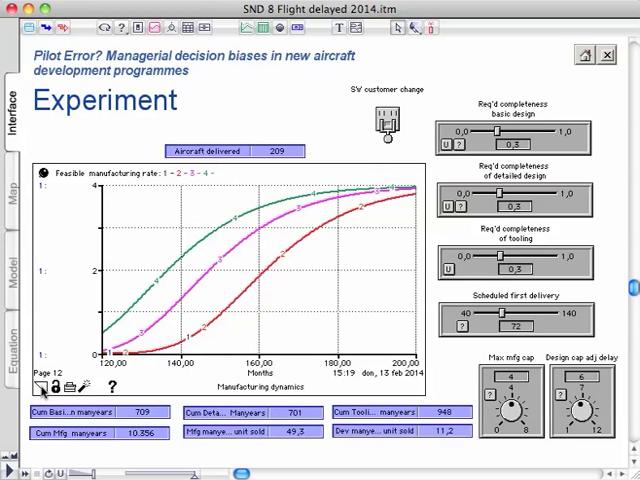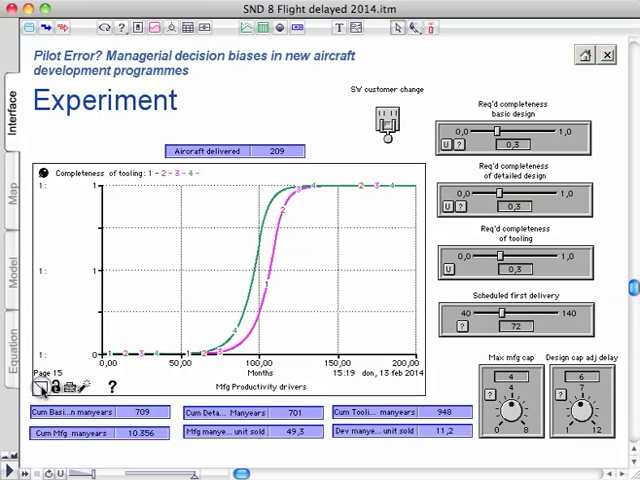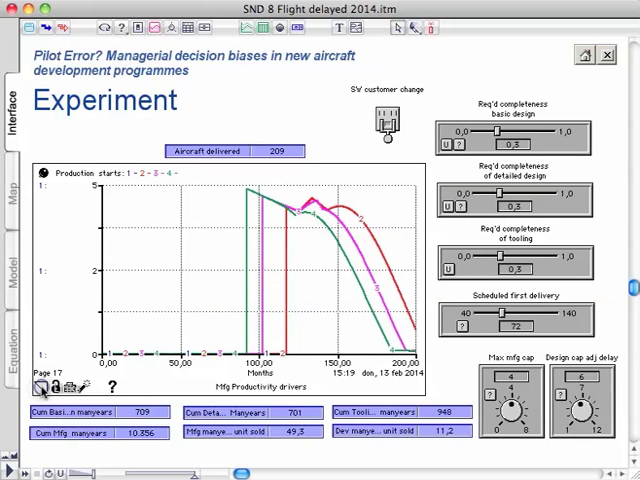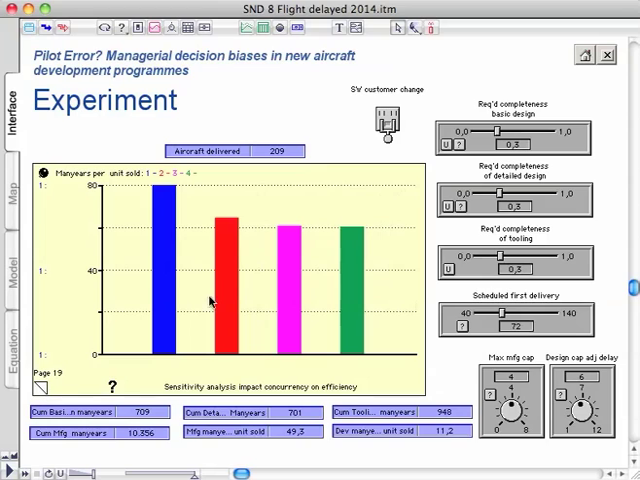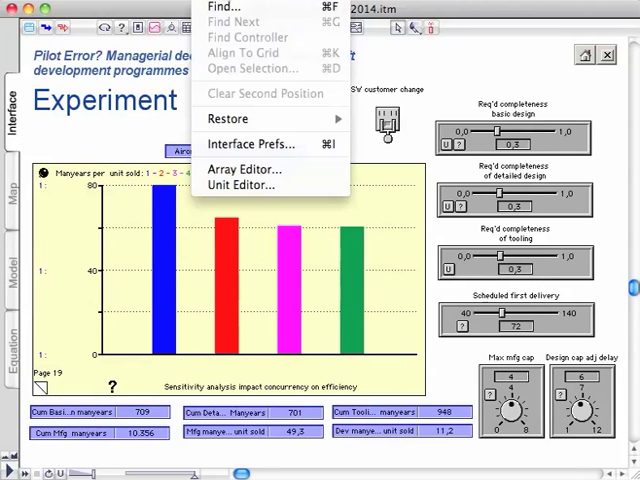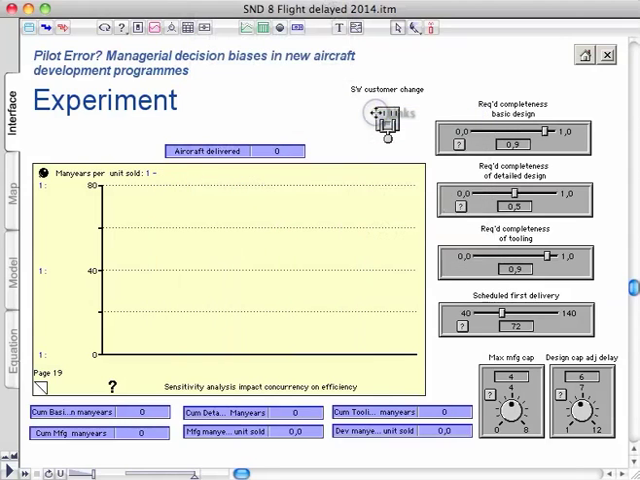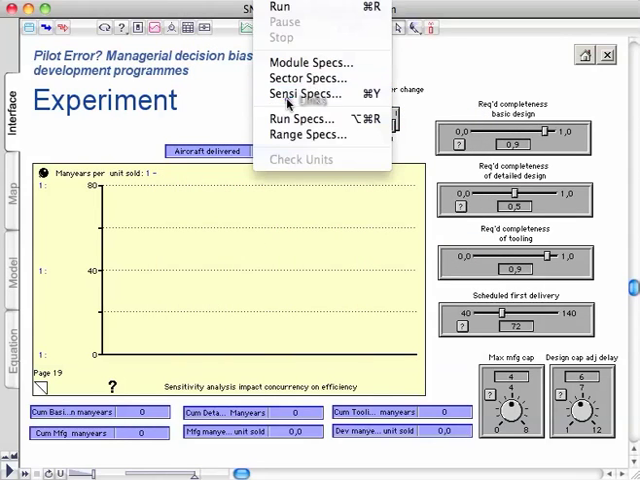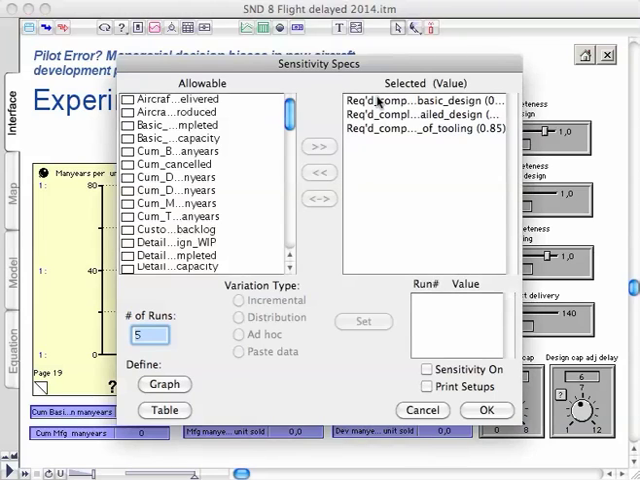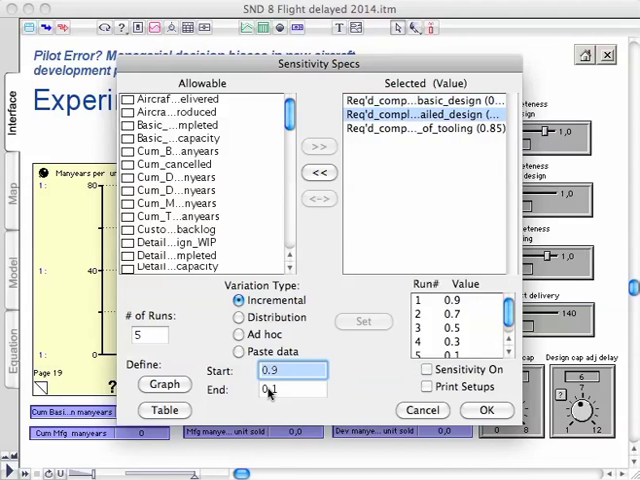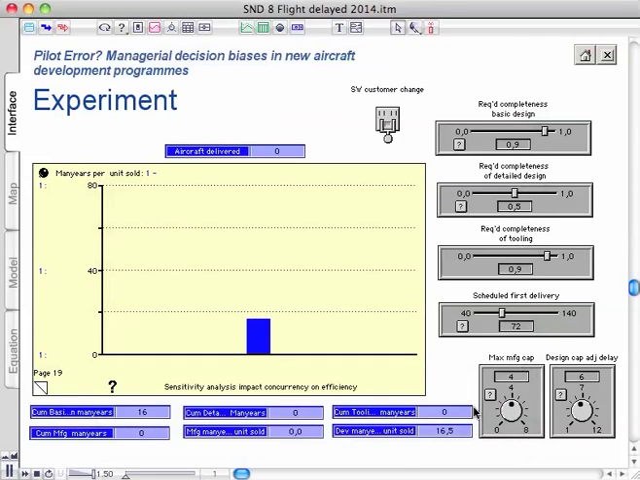Now, is there a trade-off? Well, this model has some limitations. Not all the downsides of earlier manufacturing, of more concurrency, are noted. But what you can see is if you restore all devices here and you run a new simulation, a sensitivity analysis, where you put all these three things: the concurrency between basic design is at 0.1, it varies between 0.9 and 0.1. The detailed design, the same thing, and tooling the same thing also. I prepared this little scenario and we run this then.